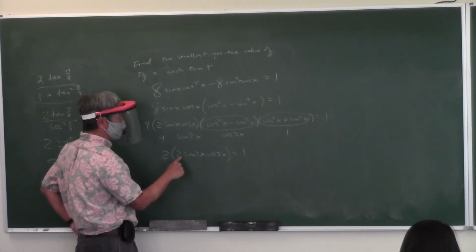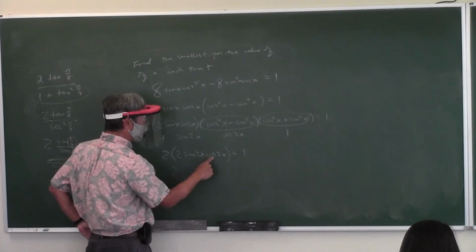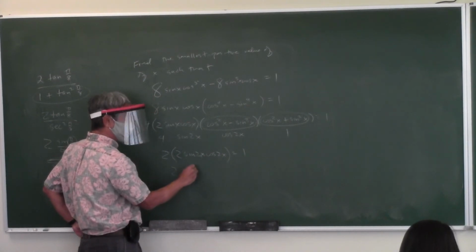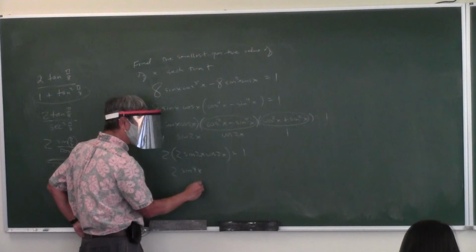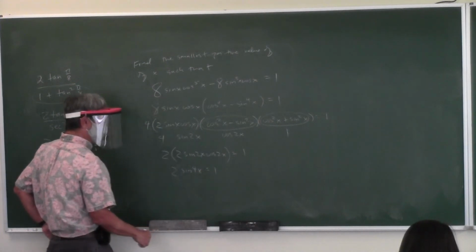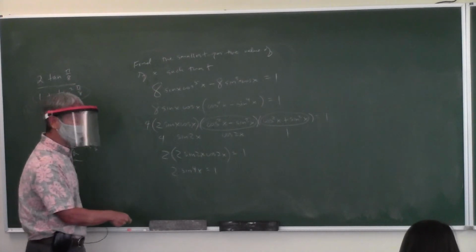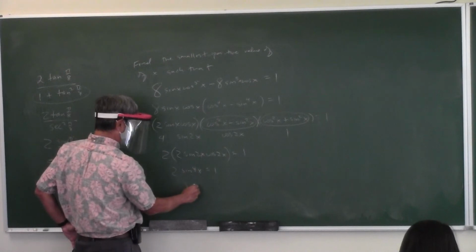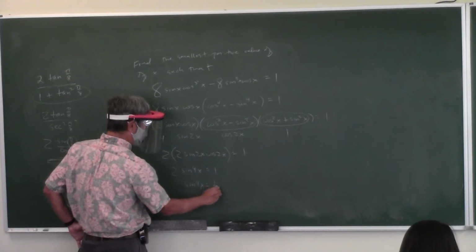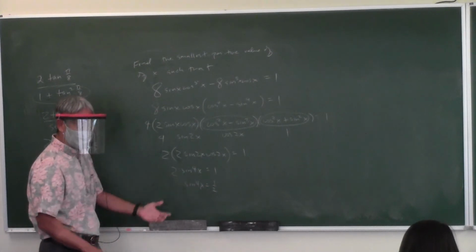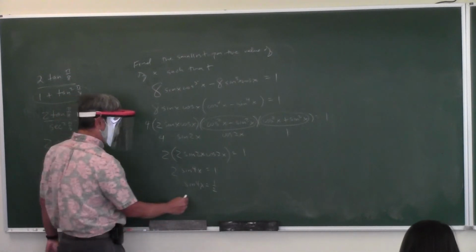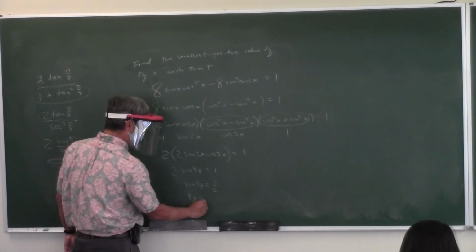What is the identity for 2 sine theta cosine theta? Sine 2 theta. And then how do you solve an equation like this? Come on. Divide by 2. Is 1/2 a number I'm supposed to know for sine? Yes. Okay, so sine of what angle is equal to 1/2?